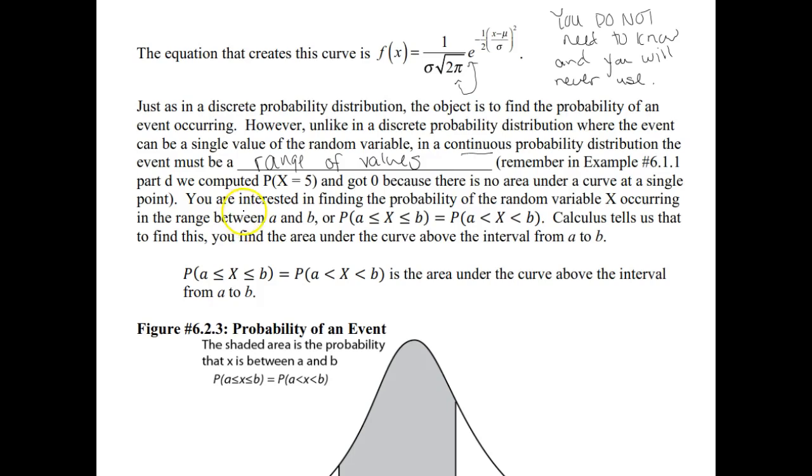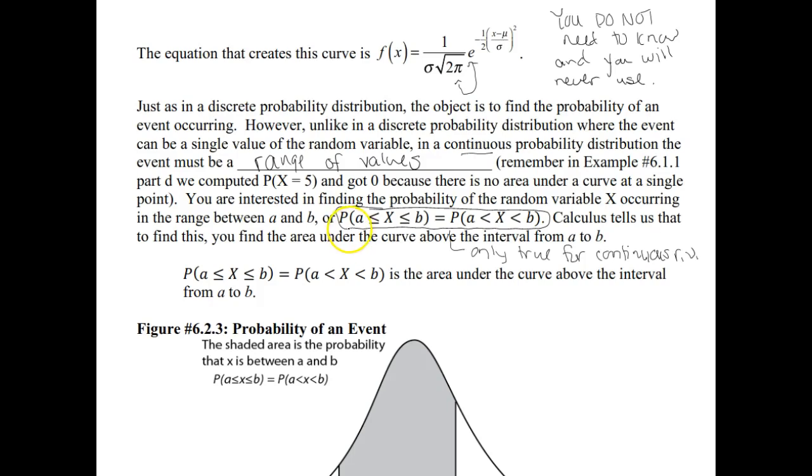All right, so now we're interested in finding the probability of the random variable x occurring in some range between a and b. Again, this probability statement, the probability of getting an x between and inclusive of a and b, is the same as the probability of getting an x strictly between a and b. This is only true for continuous random variables. So we need to be careful when we go back to chapter 5 where we dealt with discrete distributions. This is not a true statement.